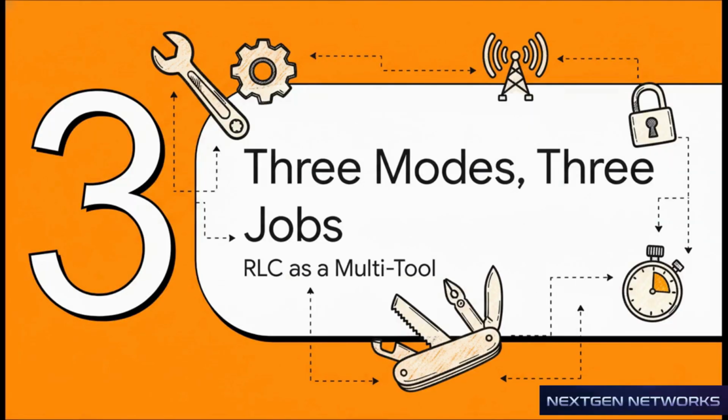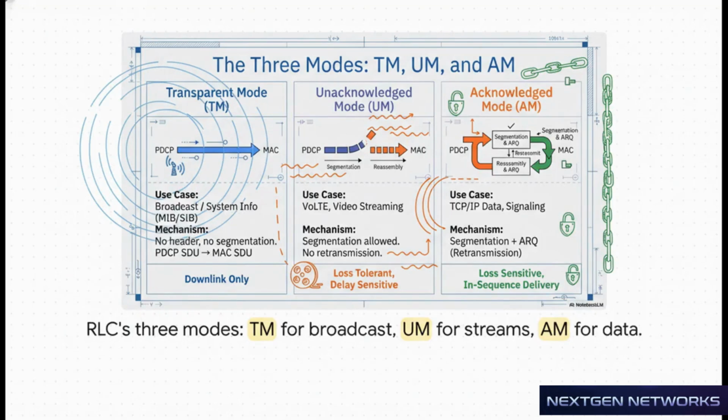Now, RLC is not a one-trick pony. Not at all. It's more like a Swiss Army knife with a different tool for every single job the network needs to get done. And it does this with three completely distinct modes of operation. And this lays it out perfectly.